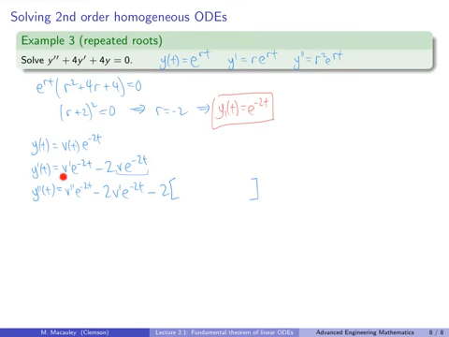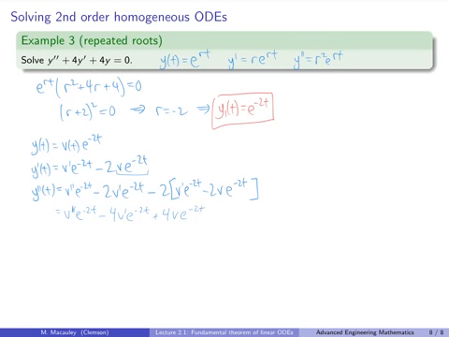So I'm going to copy and paste this whole creature right in here. So I get v prime e to the minus 2t minus 2v e to the minus 2t. Now let's simplify this last thing. So we have v double prime e to the minus 2t. That's a double prime. Now what else do we have? We have minus 4 v prime e to the minus 2t. And we have plus 4v e to the minus 2t.